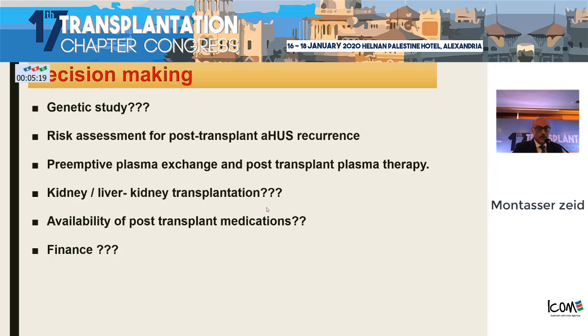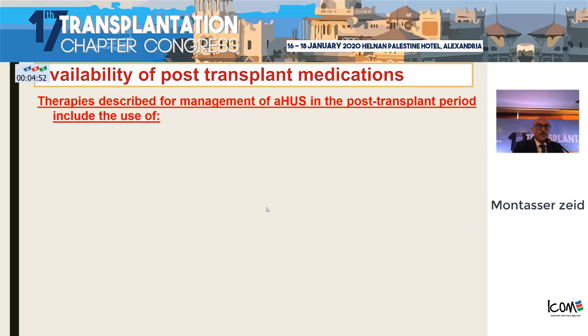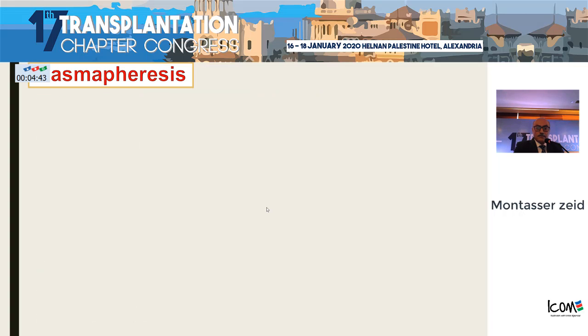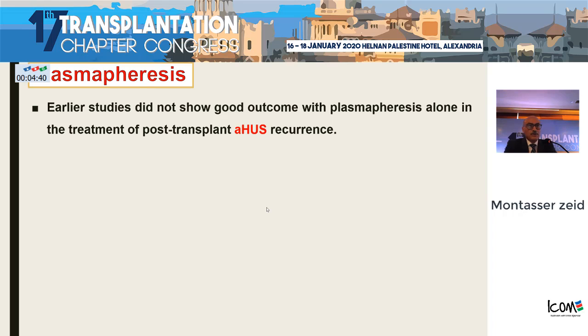Decision making involves genetic study, risk assessment for post-transplant atypical hemolytic uremic syndrome recurrence, preemptive plasma exchange and post-transplant plasma therapy, combined kidney-liver transplantation or isolated kidney transplantation, availability of post-transplant medications, and finance, as we know that eculizumab is a very expensive drug. The availability of post-transplant medications includes plasma exchange, rituximab, eculizumab, and plasmapheresis. I will talk about plasmapheresis in patients with atypical HUS.